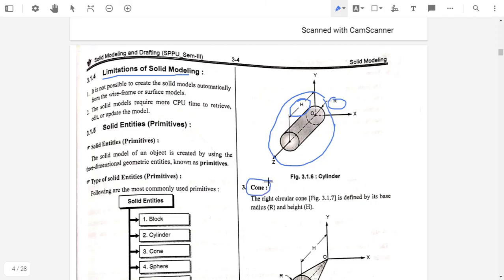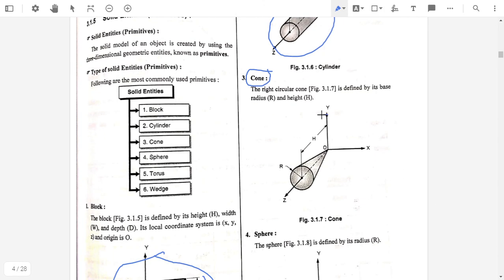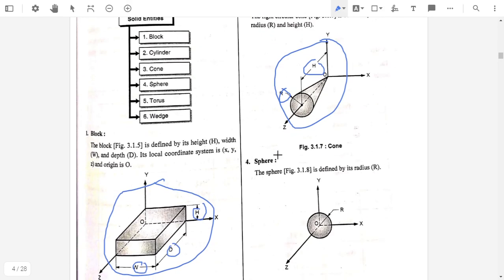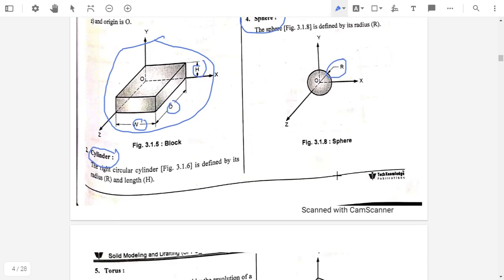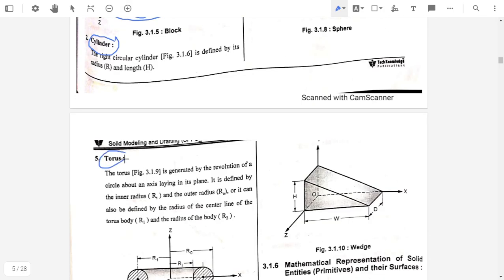Then cone, here is an example of the cone. The cone can easily change its shape and size by changing its dimensions. Which two dimensions do we need to change? That is height and radius, and as per our requirement we can design the cone. Then sphere is a three-dimensional entity, and we can change its shape by changing its radius.